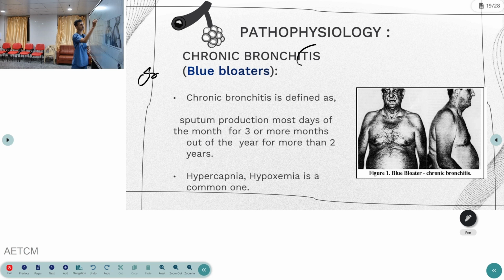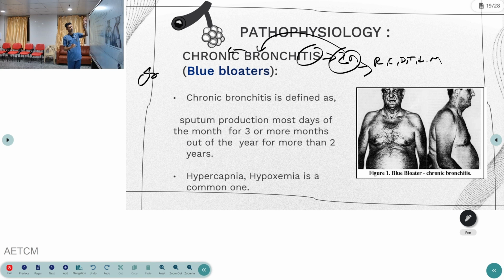Itis, we know, means inflammation. So here it is inflammation of the bronchus in the chronic condition. Inflammation means you have to apply the same formula: rubor, calor, dolor, tumor, and loss of function. So it is inflammation of the bronchus over a chronic time interval. That is the term for chronic bronchitis.